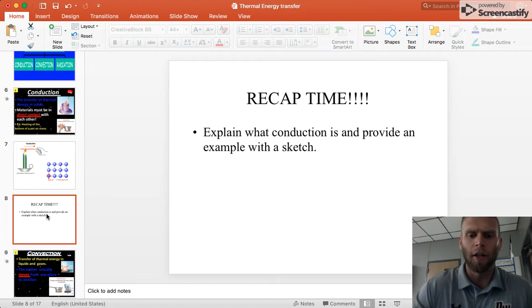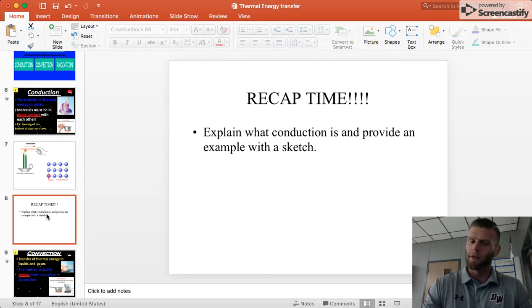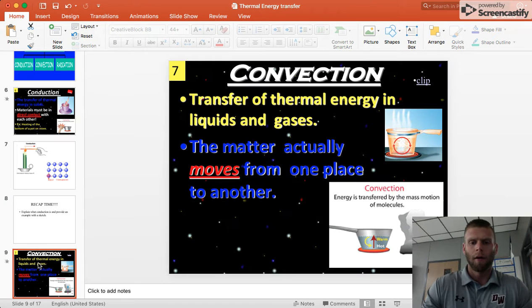Now, our favorite recap time. Explain what conduction is. Give me an explanation, and then provide an example with a sketch, meaning that you're going to sketch out an example of conduction, and then you're going to explain your example and why that is an example of conduction.